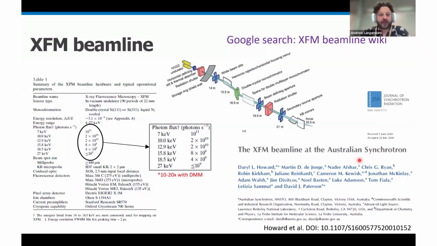The major addition since this paper was put out is that rather than space for a DMM, we now have a DMM. And that is producing 10 to 20 times as much light as the DCM, but there are some caveats to what you can do with that light.